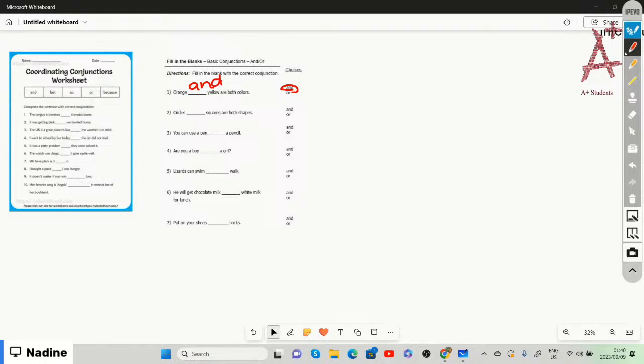Circles, squares are both shapes. Is it and, or do we use or? Circles, squares are both shapes. And that is correct, orange and yellow. But now, circles, squares. Is it circles and squares are both shapes, or circles or squares are both shapes?